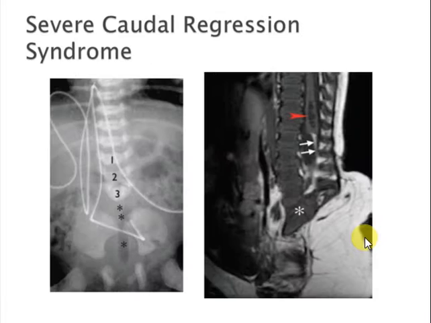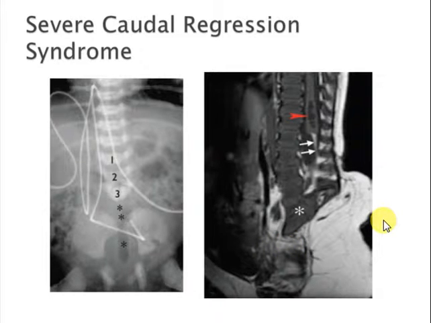In this case of severe caudal regression, you cannot see the sacrum at all, and also the L4 and L5 vertebrae are completely missing on this X-ray. And on the MRI, you can see a blunted conus medullaris, and you can see an almost absent sacrum, totally absent.